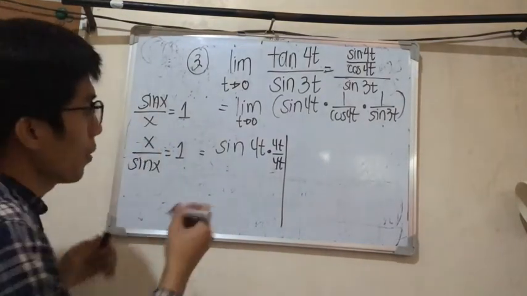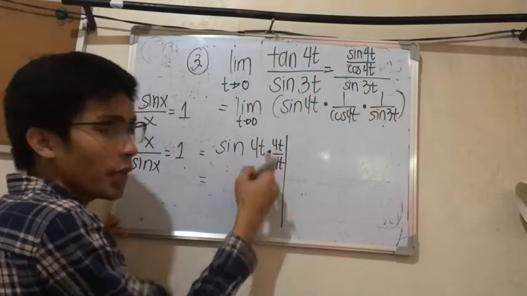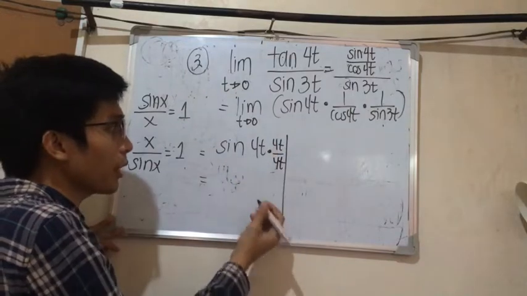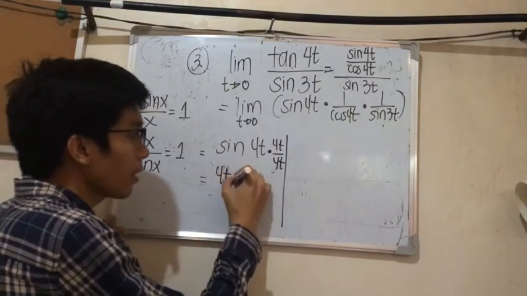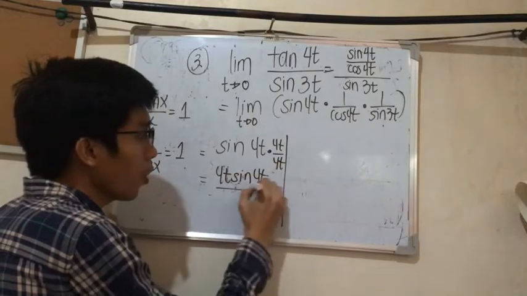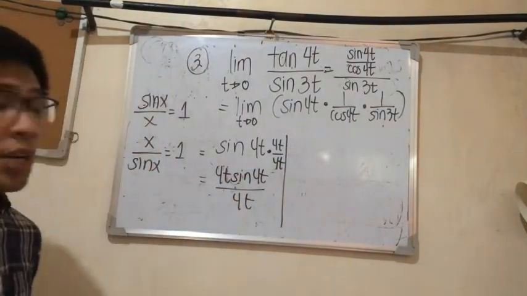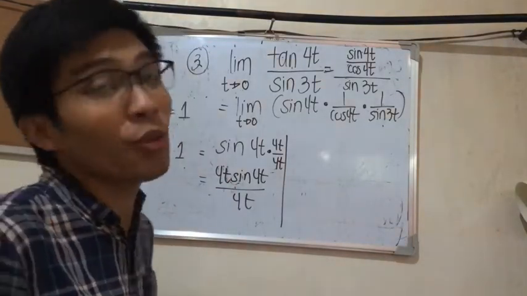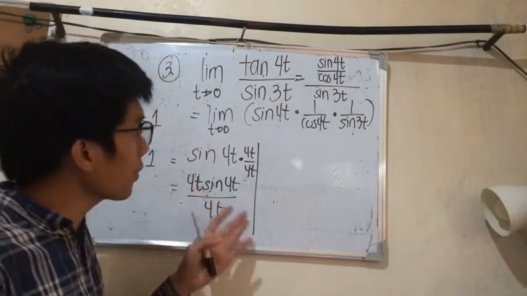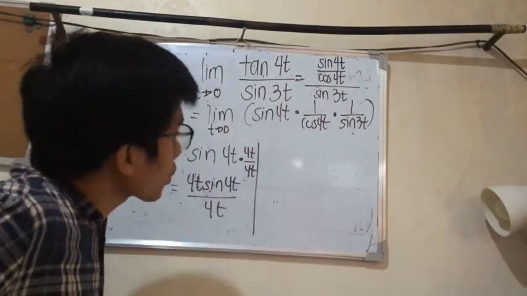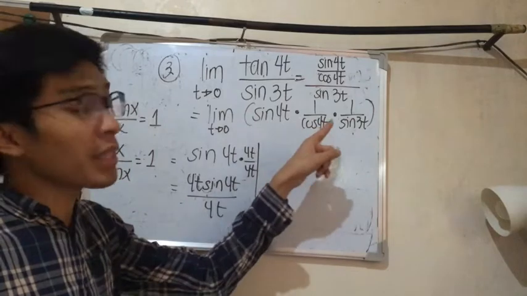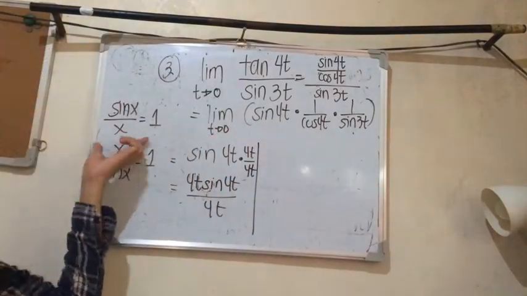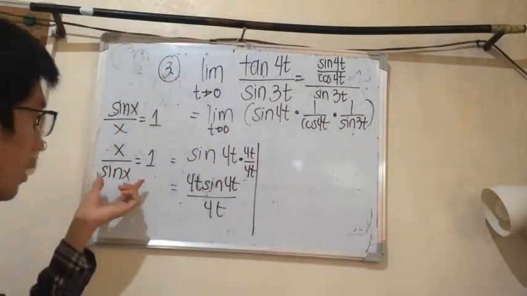So now it will become sine 4t times 4t, that is 4t. You have to multiply that one, sine 4t times 4t, that is 4t sine 4t over 4t. As you can observe, we are able to use this theorem, the same example that I presented to you. Okay, let's continue that one. So you can observe, I have this new form of the function. As you can observe, they are now separate. We are able to use this one using this theorem, and of course this one using this theorem.